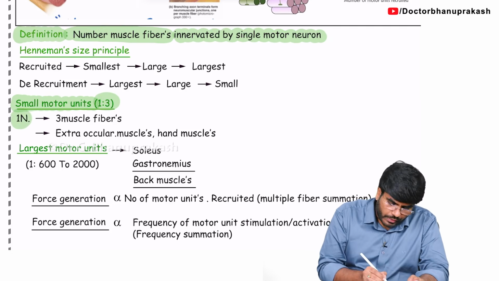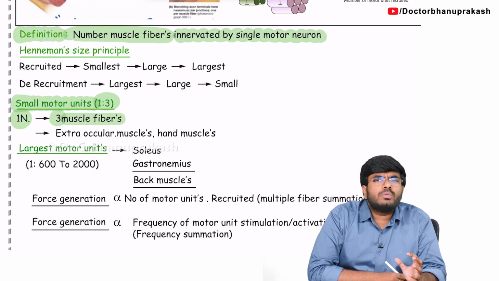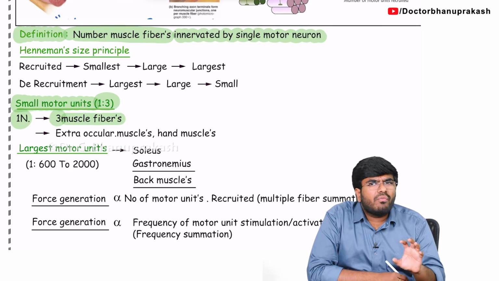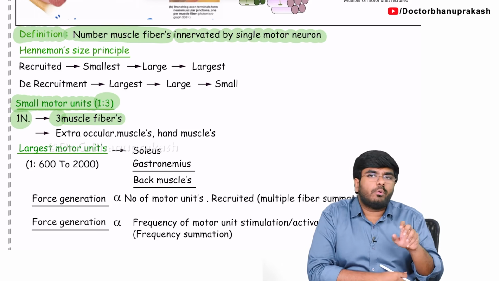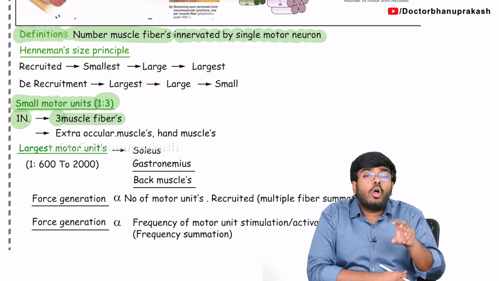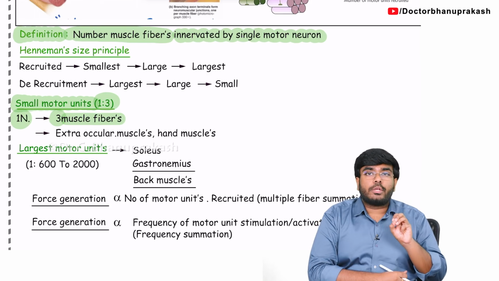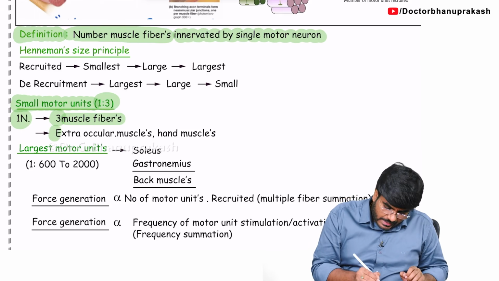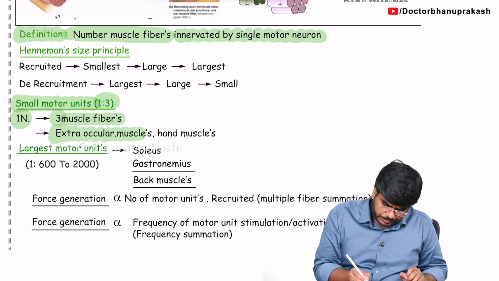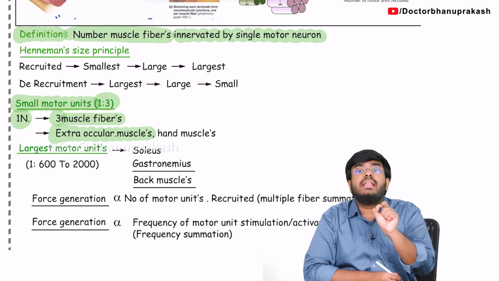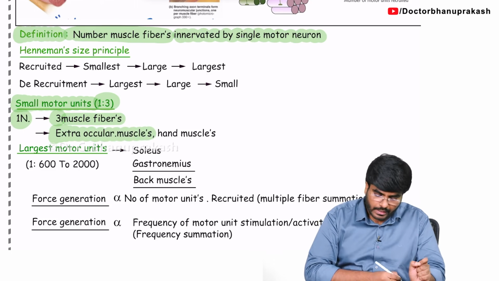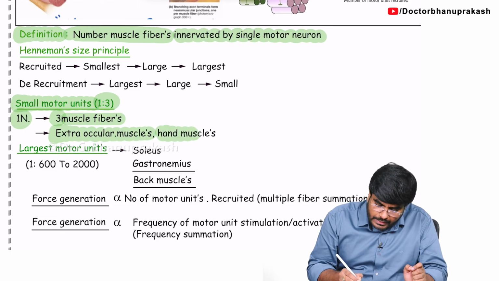Okay, see, I have told you one motor neuron innervating 3 muscle fibers. Now, where you see such small motor units, wherever we need fine movements, not a gross movement, there we require only small motor units. For example, eye movements, the extraocular muscles, are examples of the small motor units. One neuron is innervating less number of muscle fibers. Okay, extraocular muscles and the hand muscles.